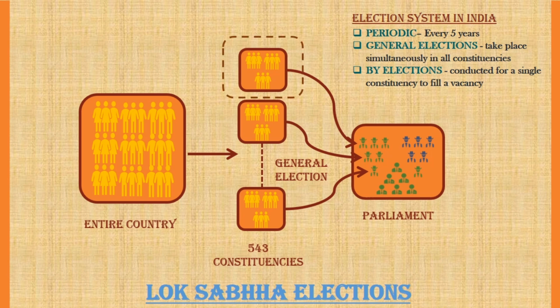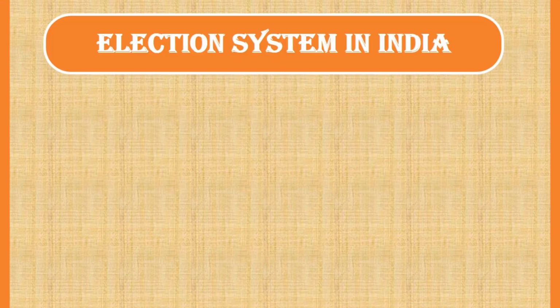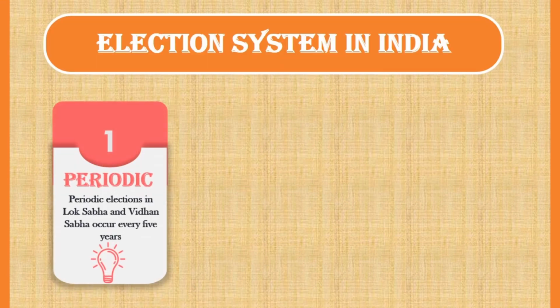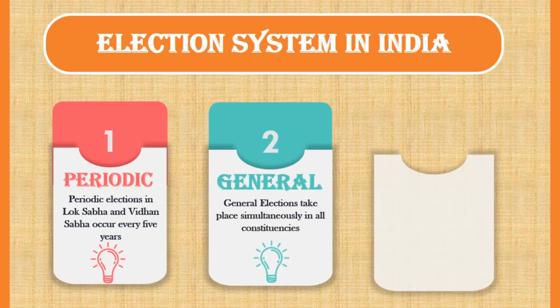Now, let us assume that elected leader from one of the constituencies dies or resigns after 2 years. To fill this vacancy, elections are held in this single constituency. The leader from this constituency is elected for remaining term of Lok Sabha, which is 3 years in this example. This type of election, which is conducted to fill a single constituency, is called by-election. These 3 characteristics of elections in India are listed here again for your revision.